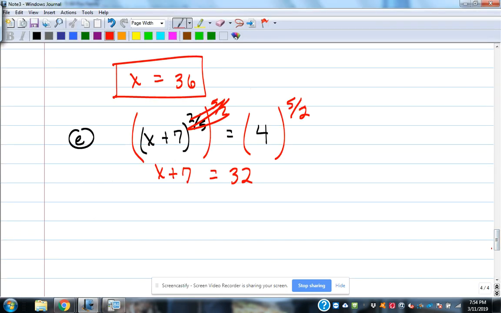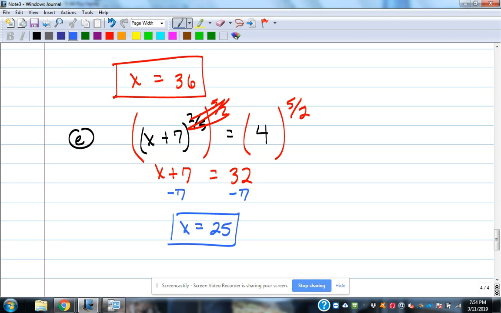Now, can I get x by itself? Subtract 7. 32 minus 7 is 25. Here's the kicker. What makes that seem too easy, right? This is what makes it more difficult on this particular type of problem. Look at the index of the power we introduced. What's the index of the 5/2 power? 2. The denominator was even.